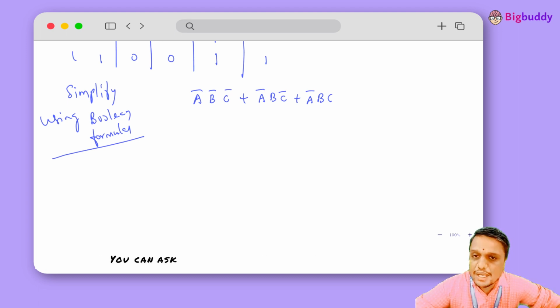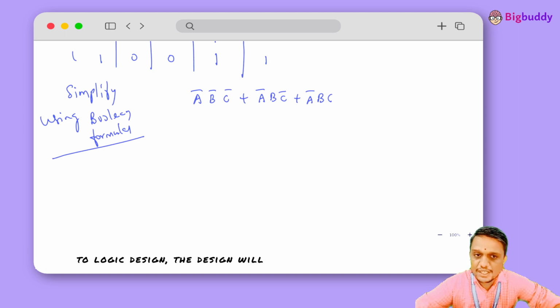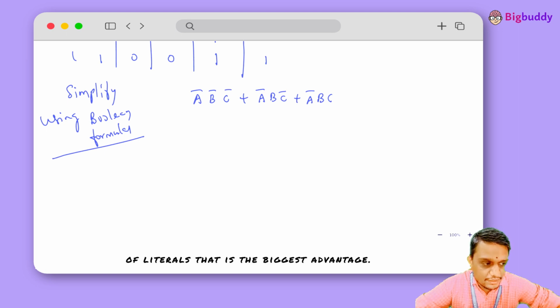Now you can ask me, sir, what happens if I simplify? If you simplify or reduce the number of literals, the hardware circuit, in other words the design we are talking about with respect to logic design, will automatically come down. You will start seeing your hardware much smaller in size, so it looks better. Compared to a hardware circuit with more literals, that is the biggest advantage you get.